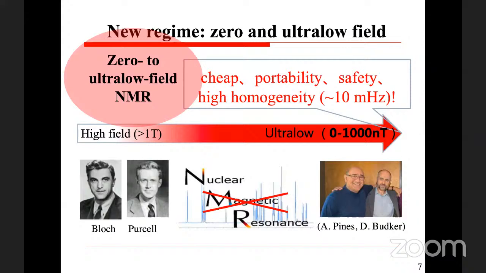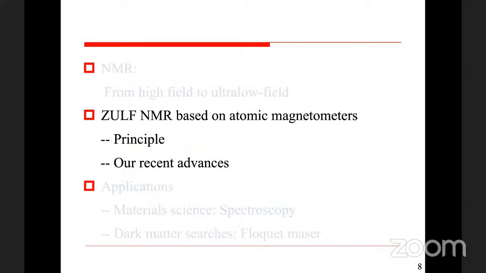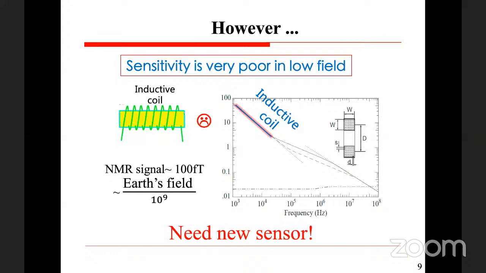So in the following, I will try to explain how to realize low field NMR. As explained before, traditional NMR usually uses pickup inductive coils to detect NMR. However, this method fails to detect low frequency NMR signals. We can see from this profile that the sensitivity becomes worse at low frequency. So it is highly desirable to develop new sensors for ultra-low field NMR.